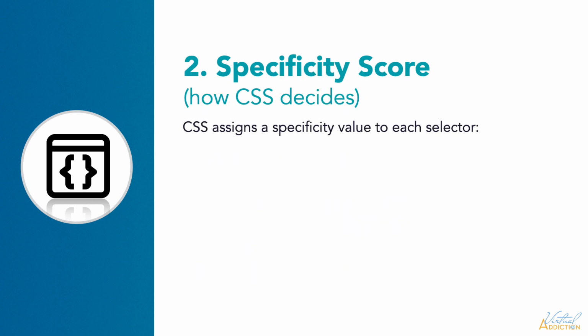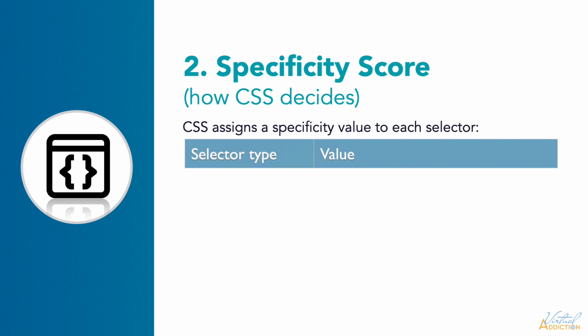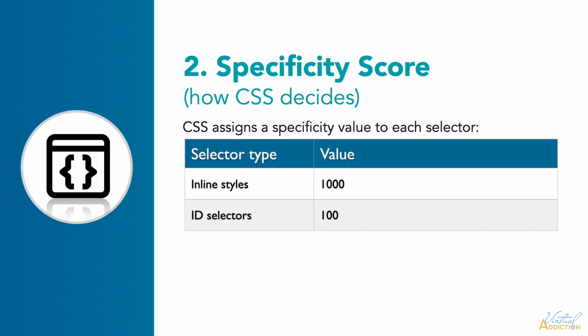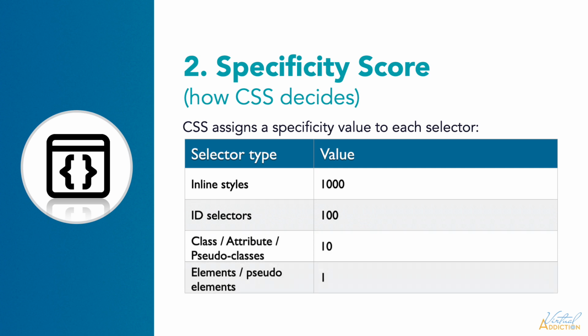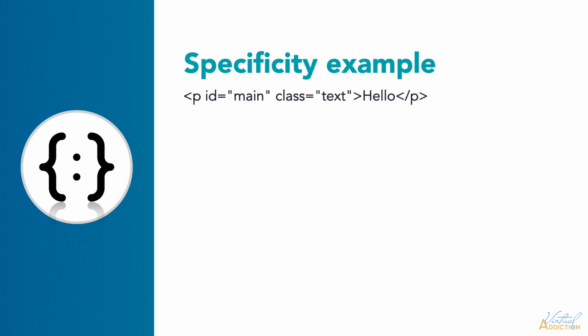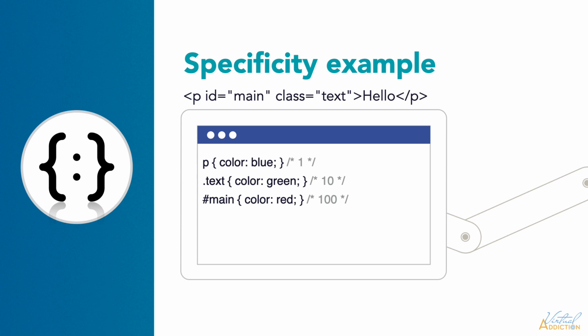CSS assigns a numerical value to each selector type. Inline styles have the highest value, followed by IDs, then classes, and finally elements. This scoring system determines which styles are applied and which ones override other styles. In this example, multiple selectors target the same paragraph. Even though there are several rules, the ID selector wins because it has the highest specificity. So the final color in this example would be red.